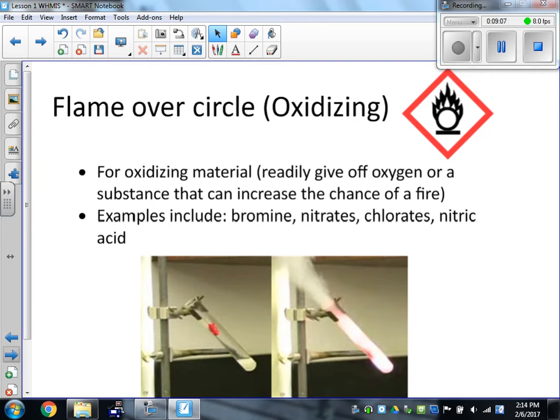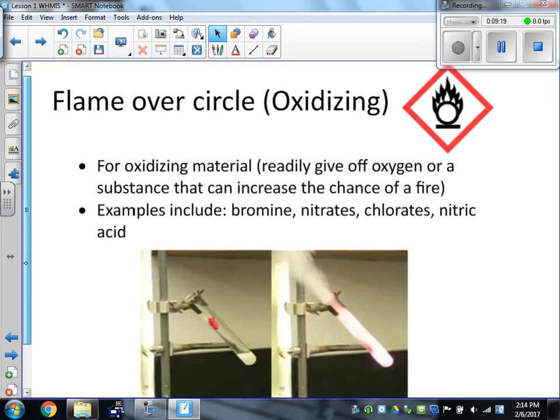Okay, we know that fires need oxygen to burn. That's called a combustion reaction, which we'll look at later on here, towards the end of the unit a little bit more, a little down the road here, and that's quite common with those. Flame over a circle, oxidizing. Okay. So we would call that the oxidizing one.